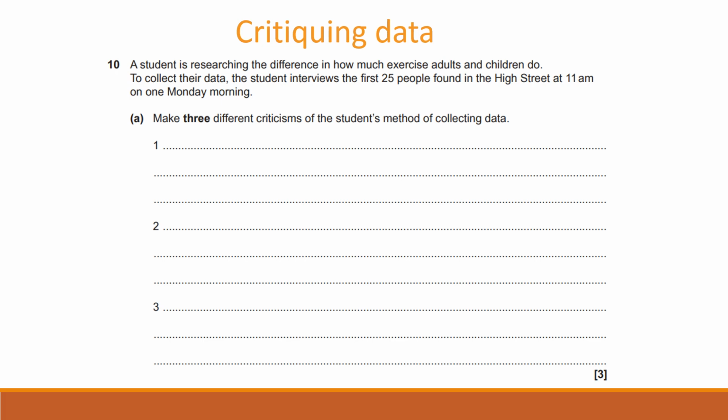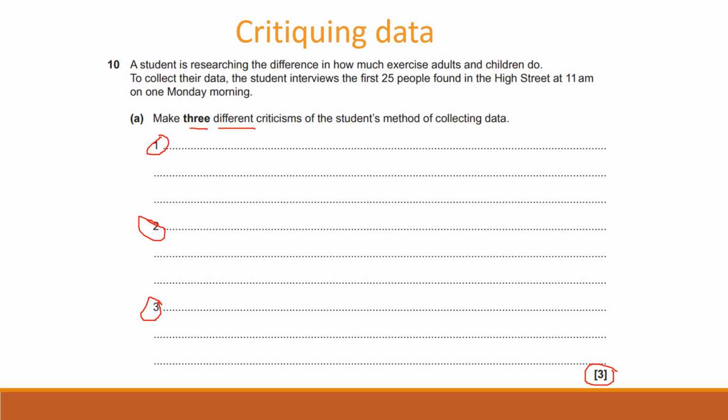And there's quite a bit to read to start with, and you've got to make 3 different criticisms of the method that the student has used. Now down here in the bottom right hand corner you can see the question is out of 3 marks, so you get 1 mark for each statement that you write correctly. So you've got 3 statements you can put in here, number 1, number 2 and number 3. So you've got to give 3 different points and make sure that they are 3 different points as it says in the question, and it does highlight the word 3 for you to do 3 different points.